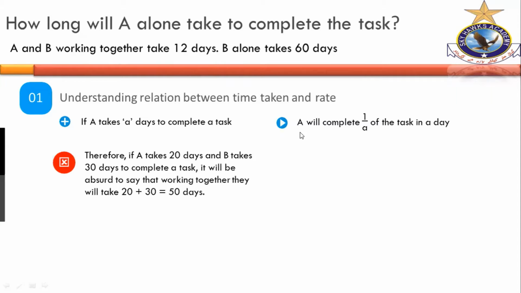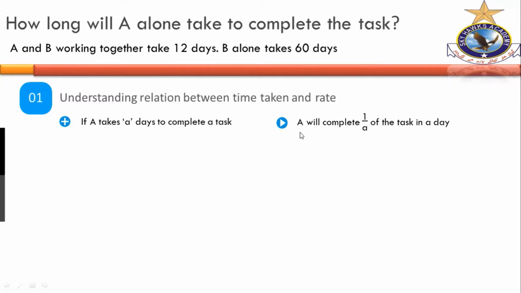A will complete 1/A of the task in a day. If A takes A days to complete the whole task, we don't know what A is. So per day, that's why the rate is per day, time taken and the rate.